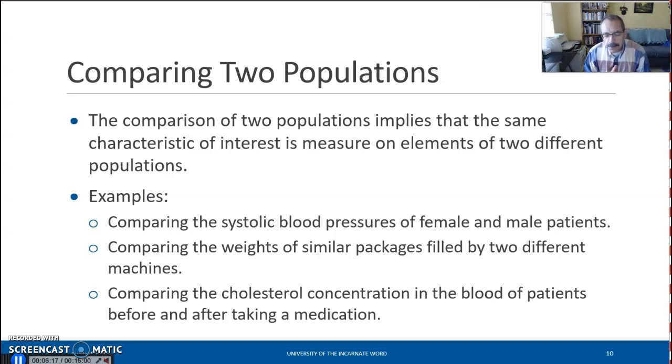When we're comparing two populations, it's very important to realize that this implies that the same characteristic of interest is being compared, but for elements of two different populations. Here are some examples. You may be comparing the systolic blood pressures of female and male patients. You're measuring the same characteristic, the systolic blood pressure, but from elements of two different populations, male and female. Or you may be comparing the weights of similar packages filled by two machines, so they come from two origins, or two populations, machine 1 and machine 2. Or you may be comparing the cholesterol concentration in the blood of patients before and after taking a medication. These are all cases where you're comparing two populations.